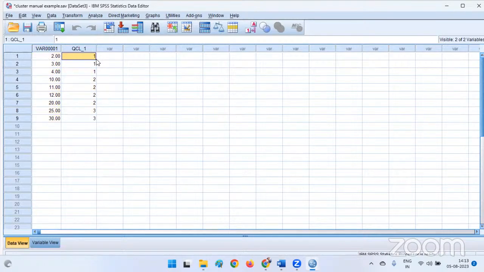2 is in cluster 1, 3 is in cluster 1, 4 is in cluster 1. 10, 11, 12, and 20 are in cluster 2. And 25 and 30 are in cluster 3. Okay. So basically, this is the way the software divides.